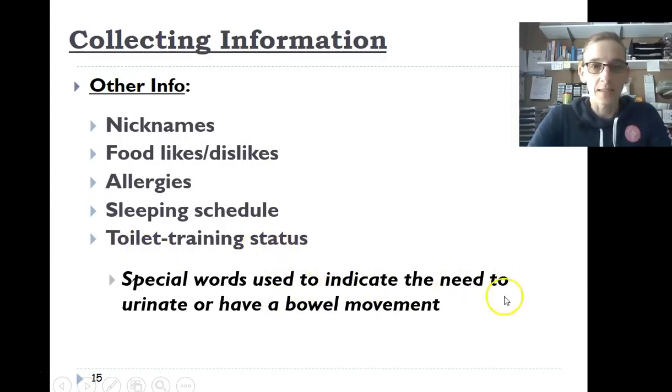If they are potty training, find out the special words that indicate if they're having a bowel movement or if they need to urinate.